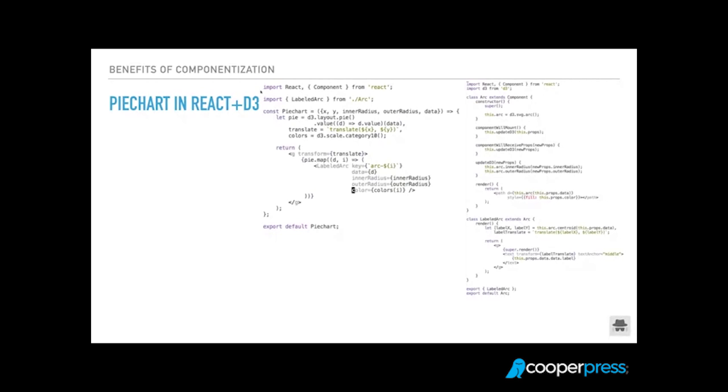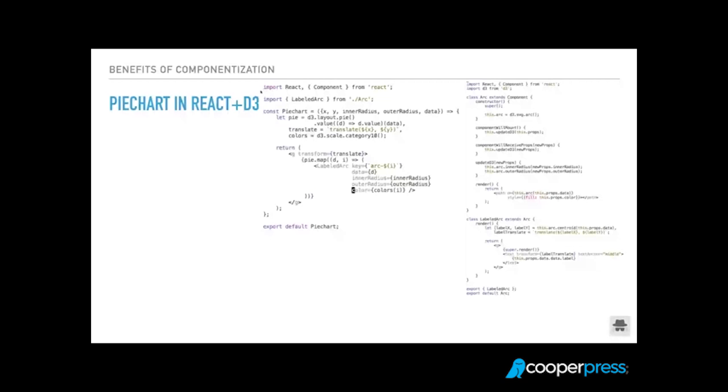It goes through pie data and returns a list of labeled arcs with some properties. And then on the right, you can see what a labeled arc looks like. It just extends the arc, and that does stuff, and the arc itself does some other stuff. I don't really want to go into details of what.